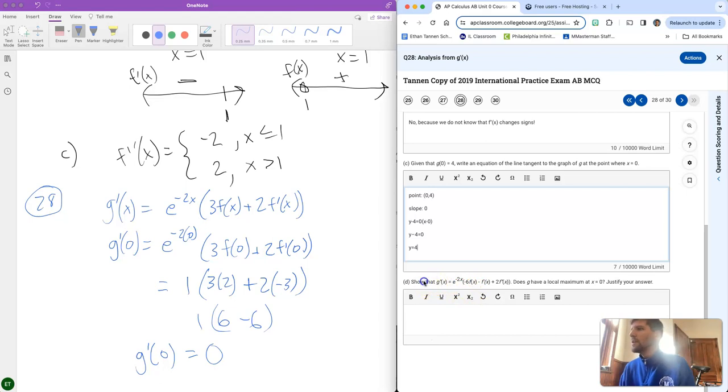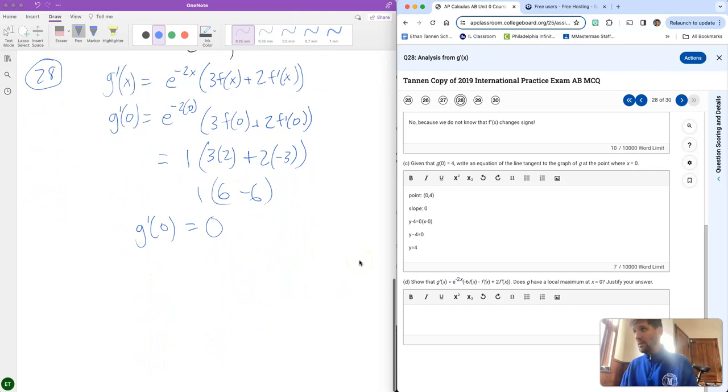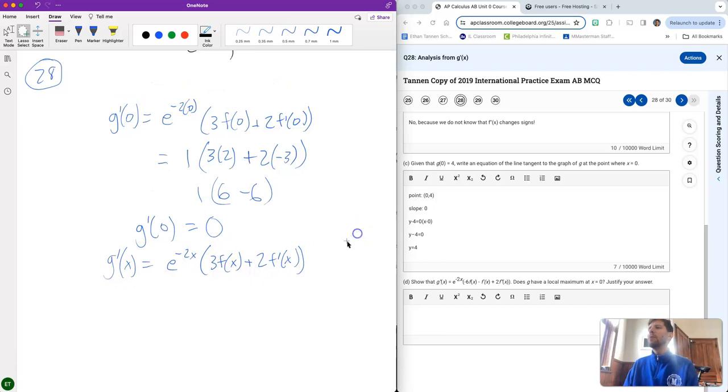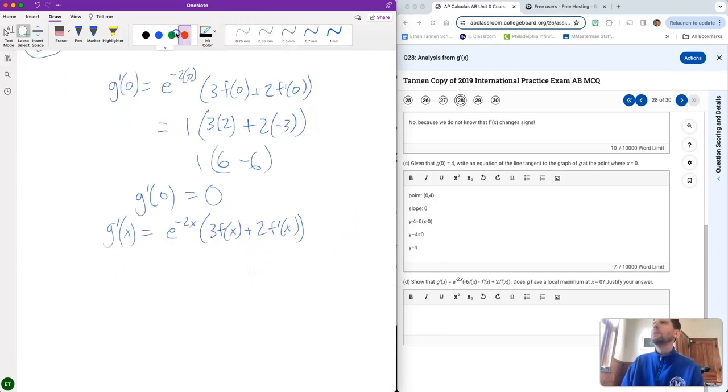So, they say show that g double prime of x is equal to that. So I can take what I already have here. I guess I'm going to have to differentiate this a second time. Slide this bad boy down here to work with again.